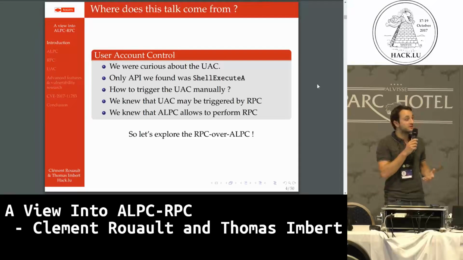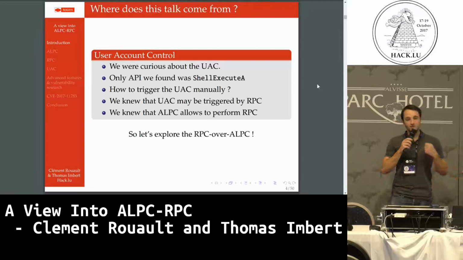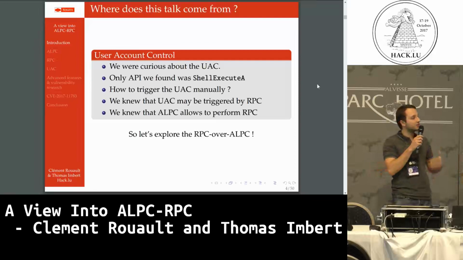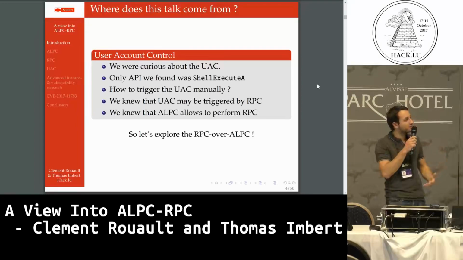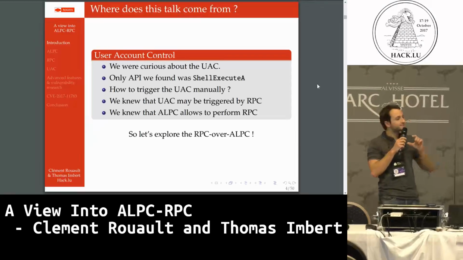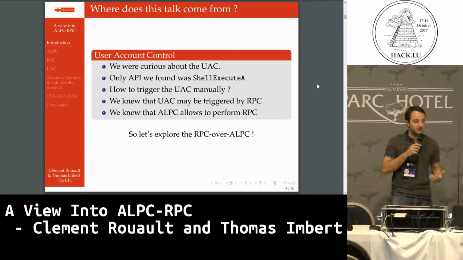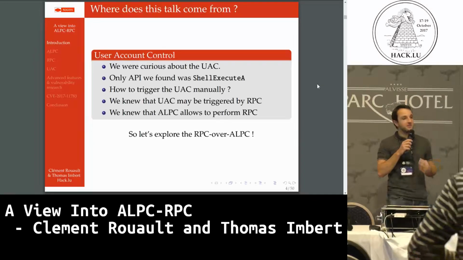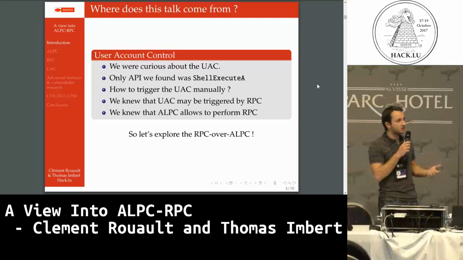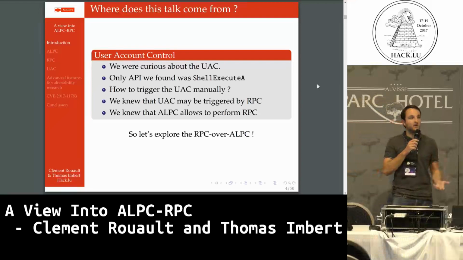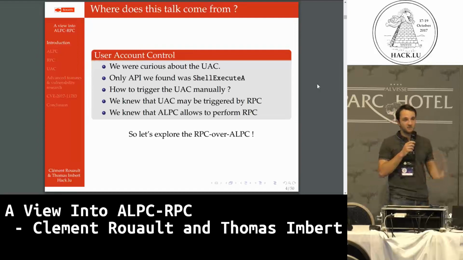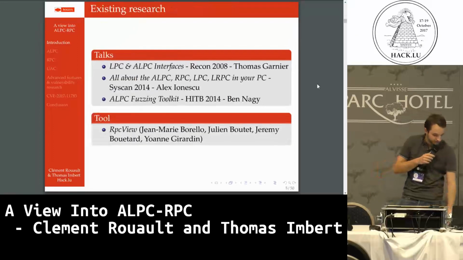And we wanted to launch the UAC from some script, some Python script, and the only API we found was ShellExecute. It's a really complex API, really complex under the hood, that does a lot of things. And we wanted to be bare metal, and we wanted to trigger it manually. What we knew is that the UAC might be triggerable using remote procedure call, and that the ALPC system on Windows may allow us to perform RPC. So together, let's explore the world of RPC over ALPC on a Windows computer.